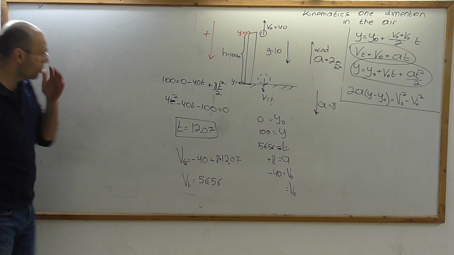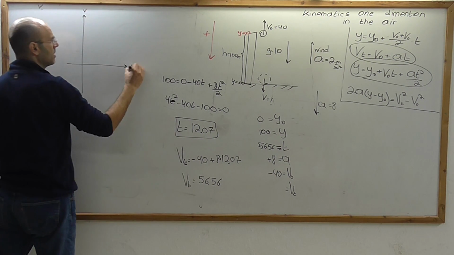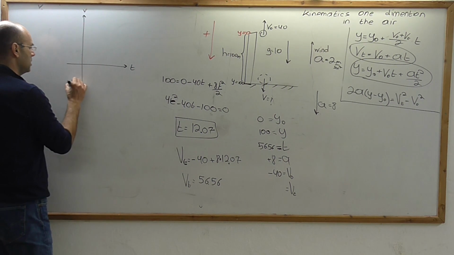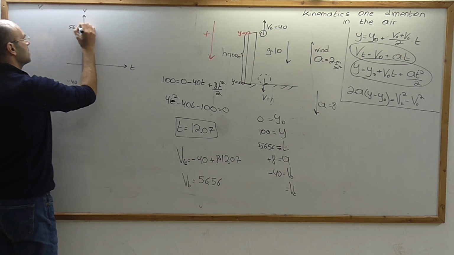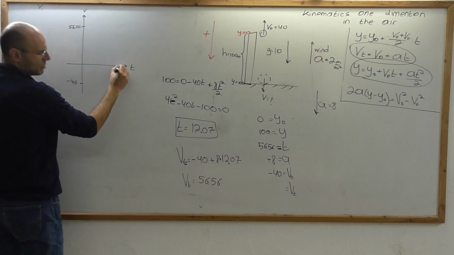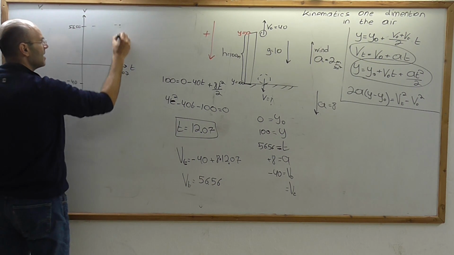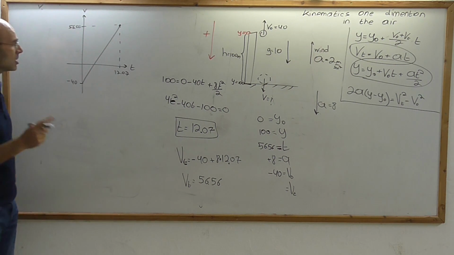Now let's draw v over t just to see if it's okay. It started off with the velocity of minus 40. It finishes with 56.56. It took 12.07 seconds. It must be a straight line because the acceleration doesn't change.